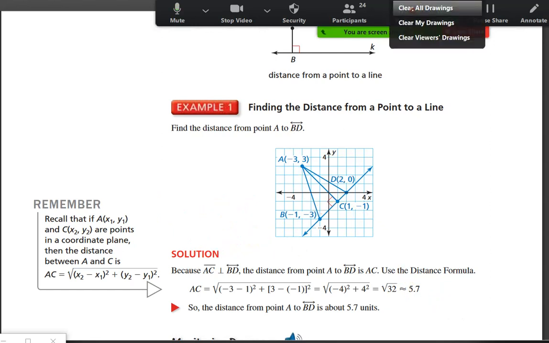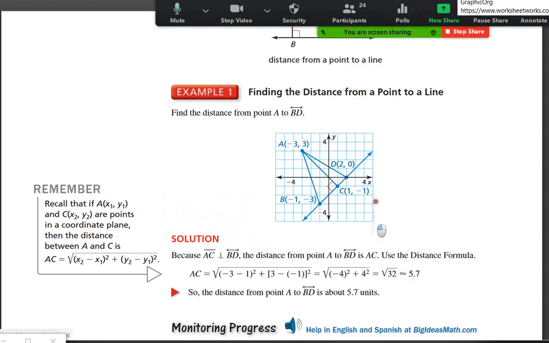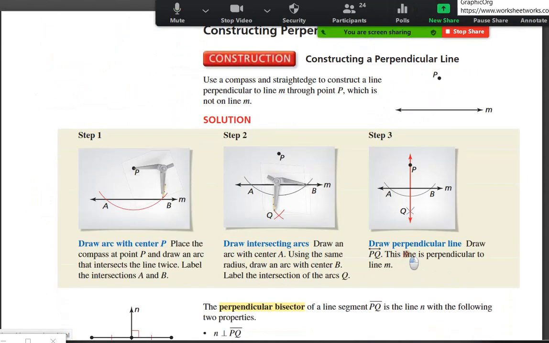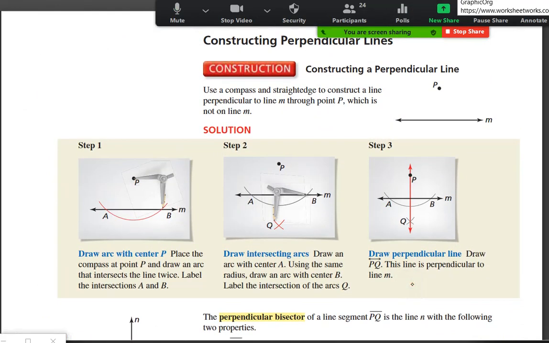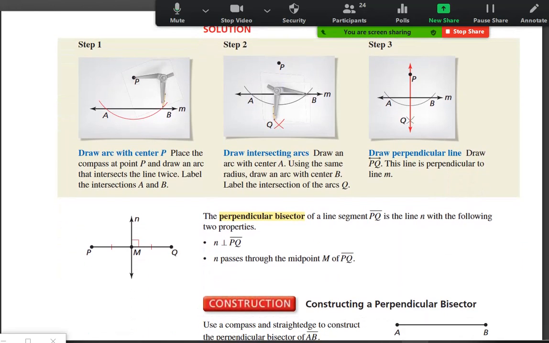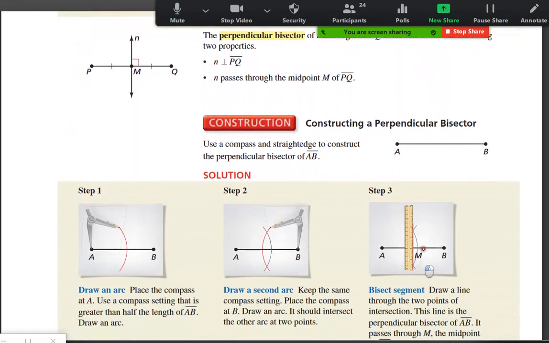So, what else do they have for us? They show us the way you construct a perpendicular line. Notice they make an arc from the point where it's supposed to go, and then they make the same arc below, and then they draw a line through it like that. You're not going to have to do that here. Let's see.